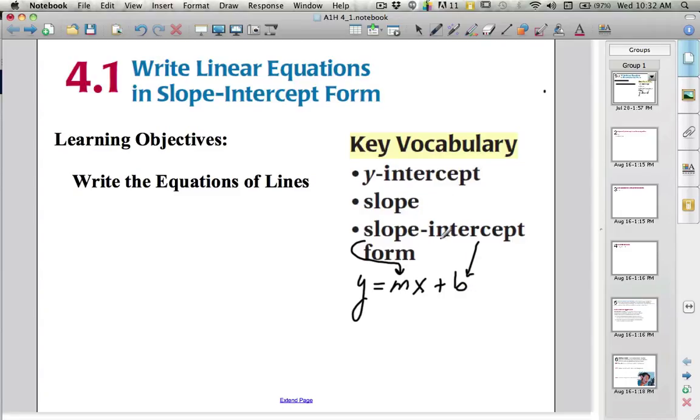So our key vocabulary: slope-intercept form, y-intercept, which is of course where our graph crosses the y-axis, and our slope, which is the change in the rise divided by the change in the run. Or you could think of this as vertical change divided by horizontal change. Okay, so it's an expression of how does our line change? How steep is it? How quickly does it rise or fall?